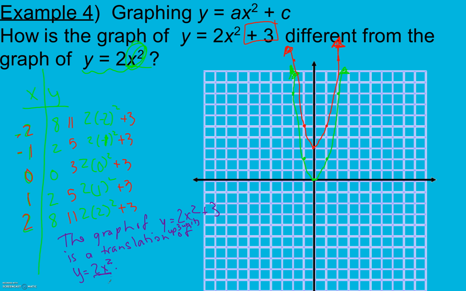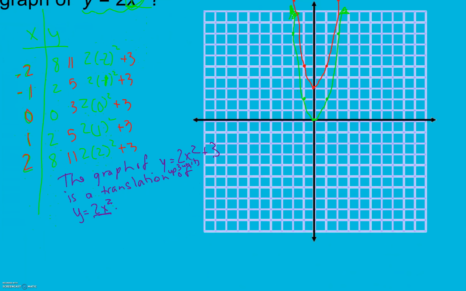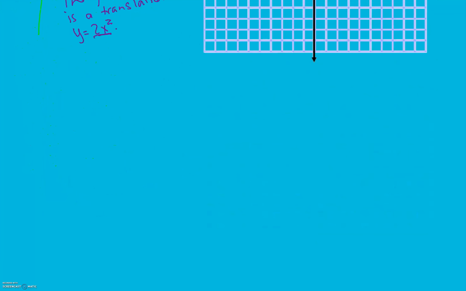We start here and then move to there. So this graph is a translation of this graph. We say translation, that's how it was changed. It was just moved, and which direction and how many units. So they're like the same thing here, guys, just moved up. And that's because that +3 only changed our y value there.